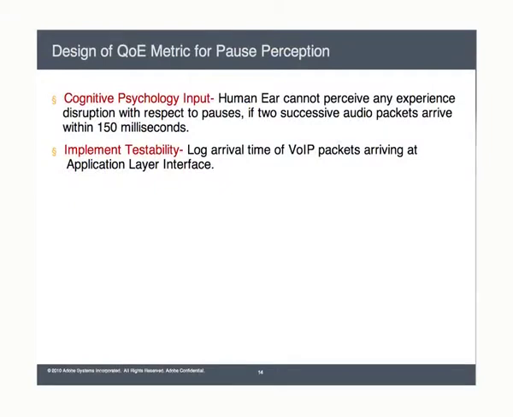So we took input from cognitive psychology research that the human ear cannot discern disruptions in audio quality, in terms of pauses, if the time between the arrival of two packets is within 150 milliseconds. So that's the heuristic we got. Essentially, if the packets start arriving later than 150 milliseconds, there is a disruption to the experience. Now we want to mine how bad that disruption is, right? That's the thing we want to quantify.